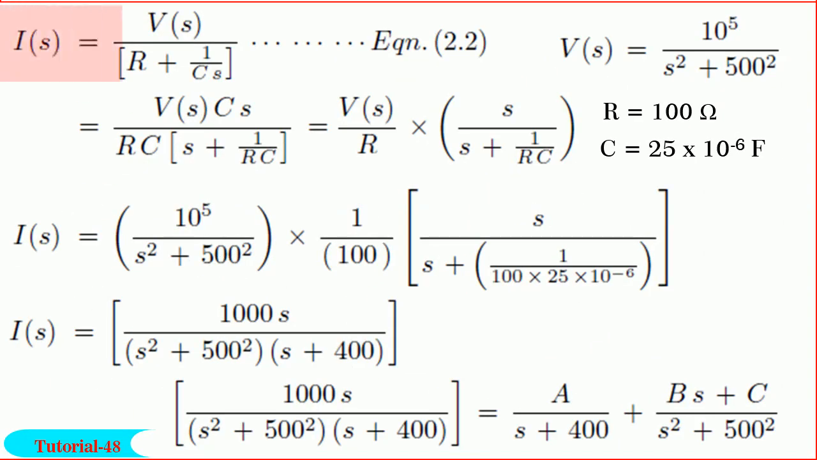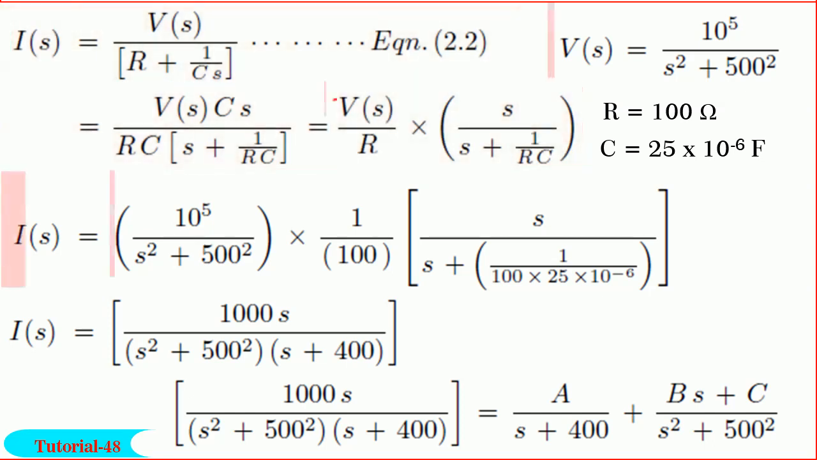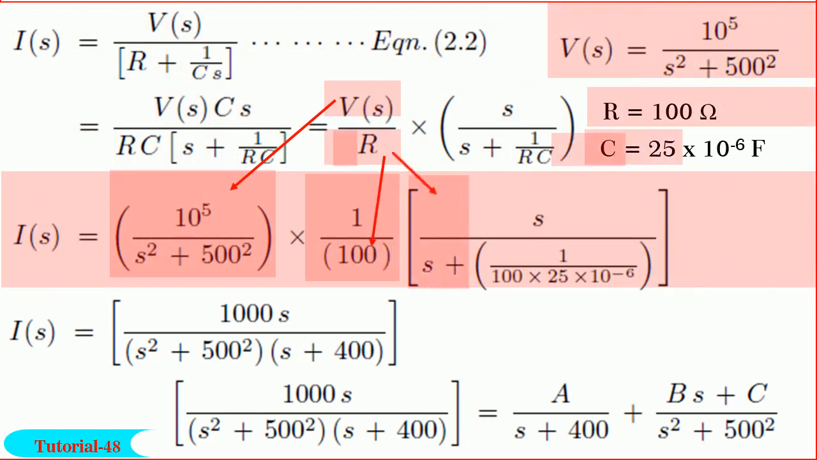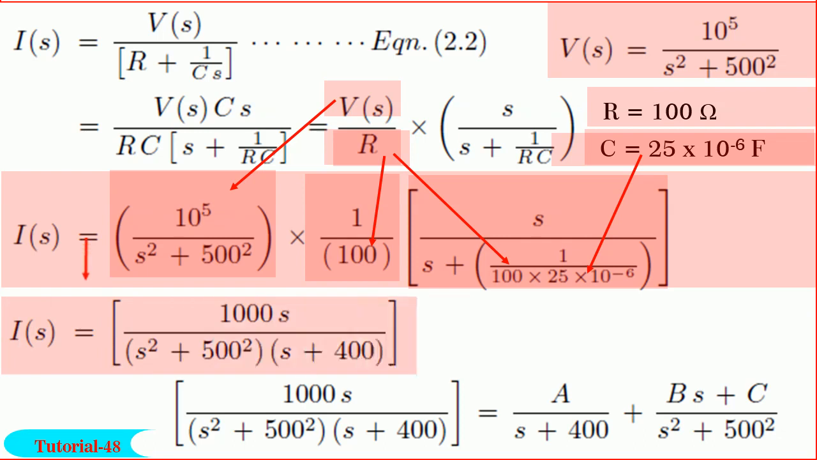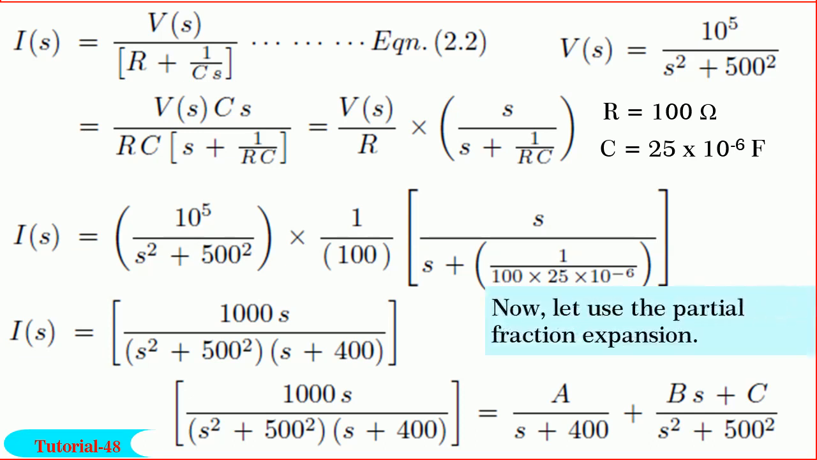Friends, by using simple algebra and solving and rearranging, we get I of s is equal to Vs divided by R into s divided by s plus 1 divided by RC. By substituting the values of V of s, R and C and solving, we get I of s is equal to 1000 s divided by s square plus 500 square into s plus 400. Now, let us use the partial fraction expansion.